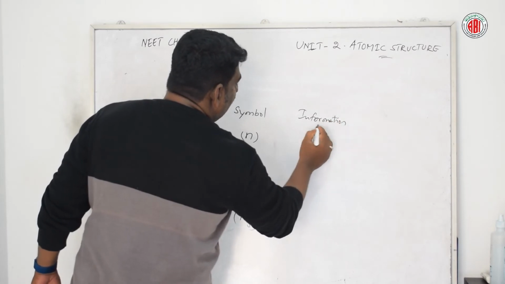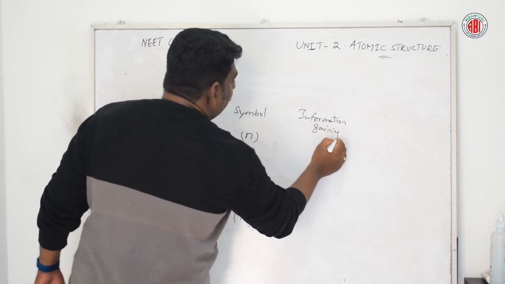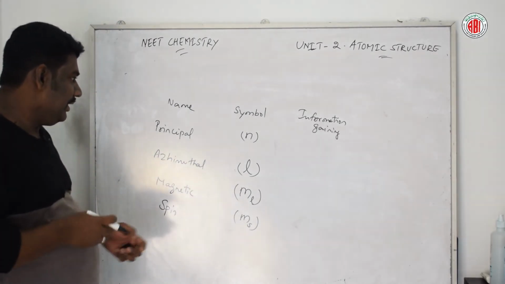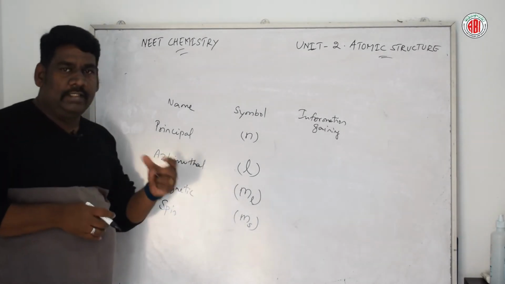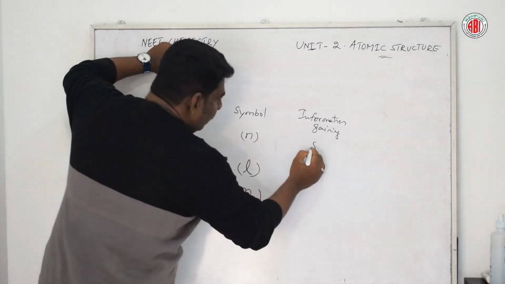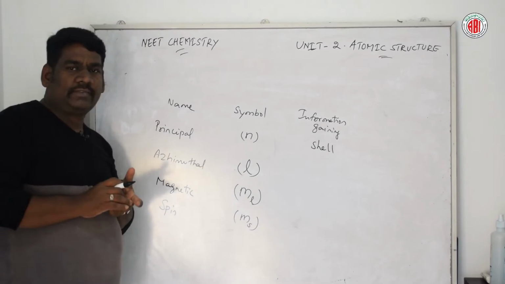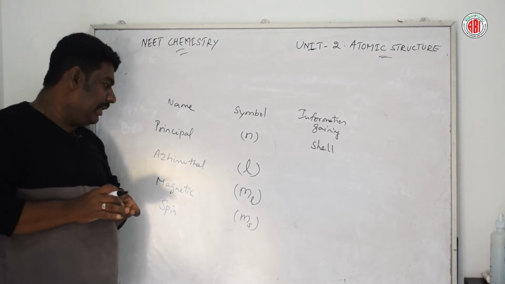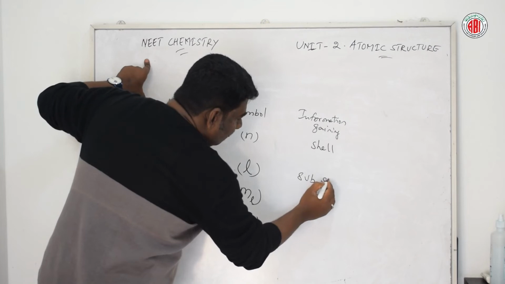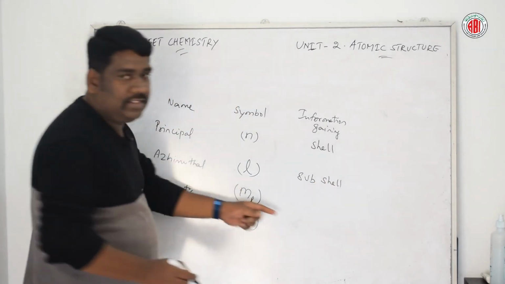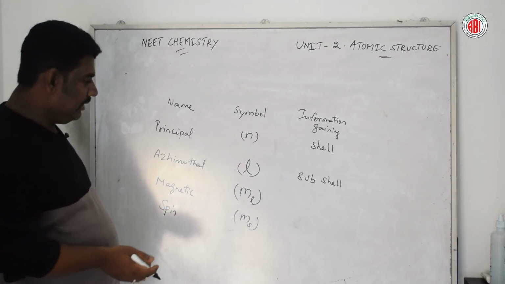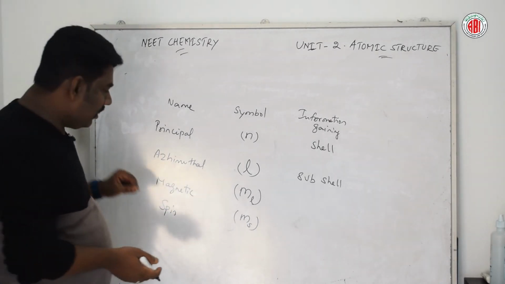Information gaining by learning of these 4 types of quantum numbers. Let us see one by one. Principal quantum number could explain the meaning of shell or orbit. And azimuthal quantum number could explain about subshells. In each shell, how many subshells are present, that could be explained by azimuthal quantum number.